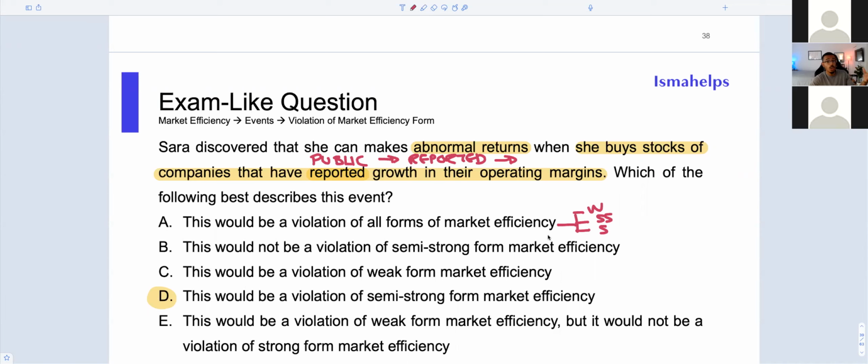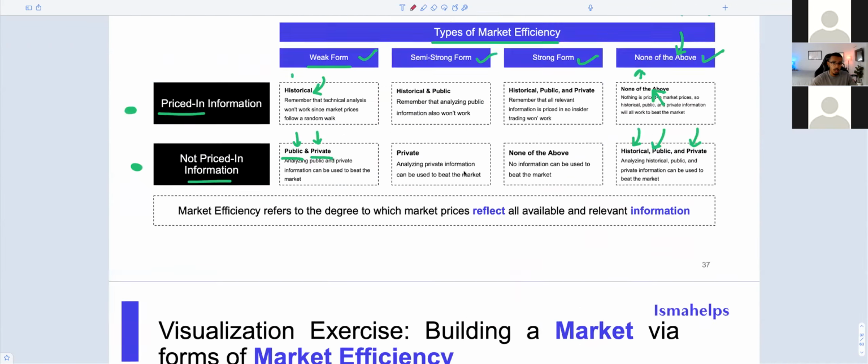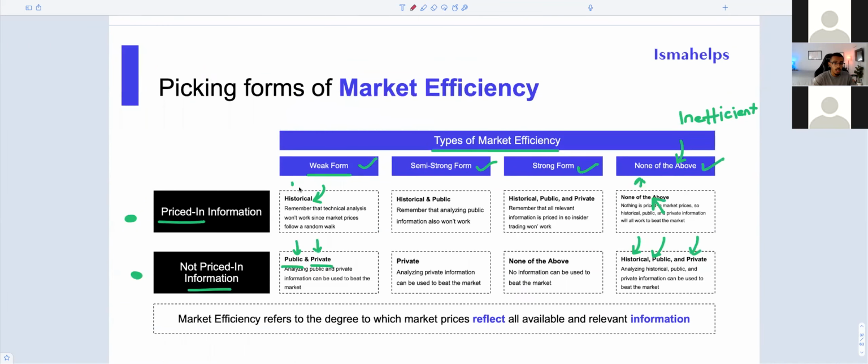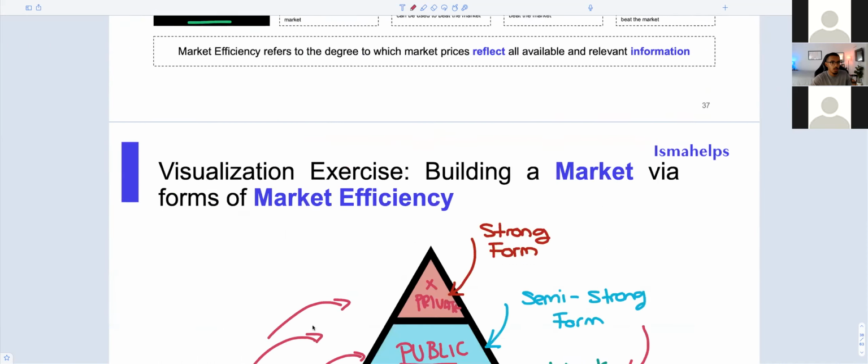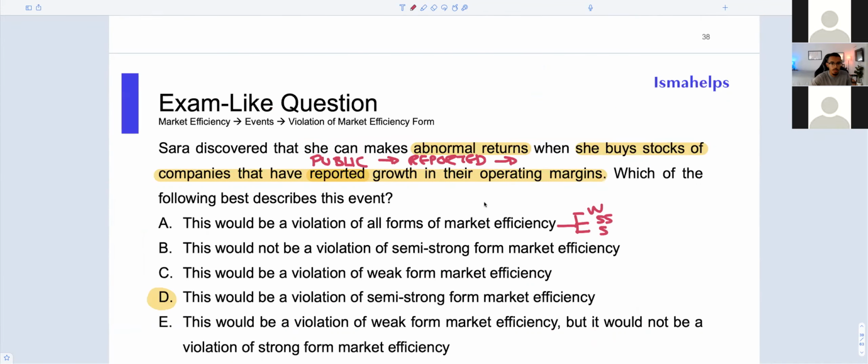If we were in a weak form market efficiency, she would be able to do this, because if we go back to our little chart, in a weak form you simply cannot use historical prices. In this case, she used public information, so she's living by the law. So in this case, this would be false, because this would not be a violation of the weak form market efficiency.